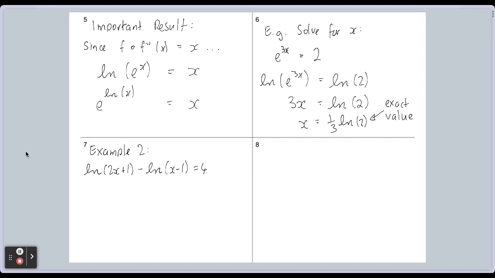Okay, if I then evaluated ln 2 and multiplied it by 1/3, or divided by 3, that would give me the approximate value, in which case you'd give it to 3 decimal places or 4 significant figures, whatever makes sense for the context. But we tend to only do that if it's an application problem.